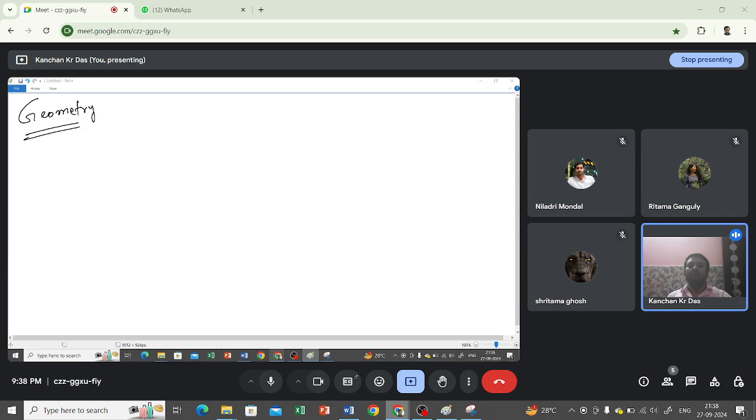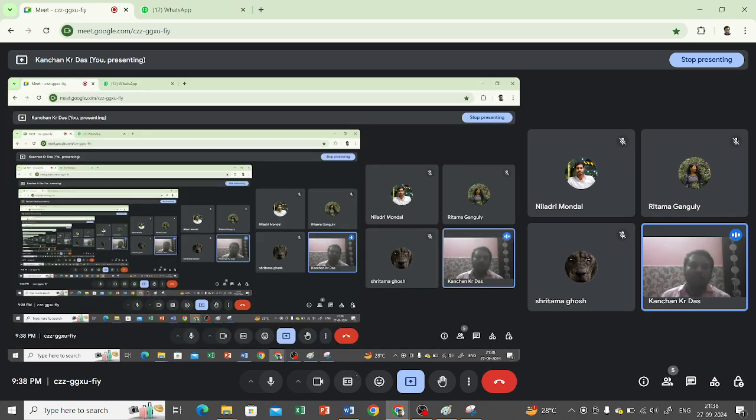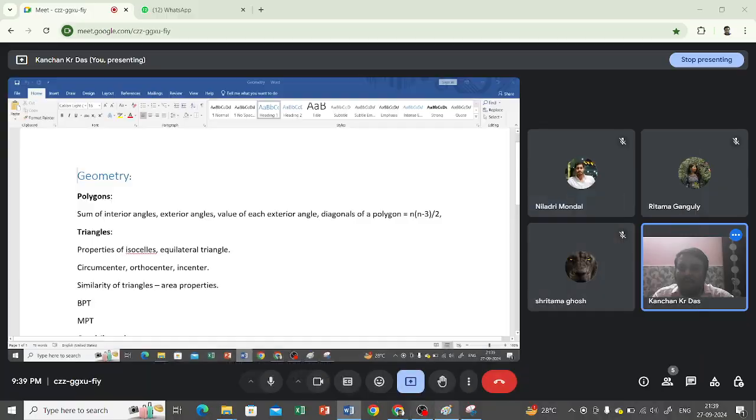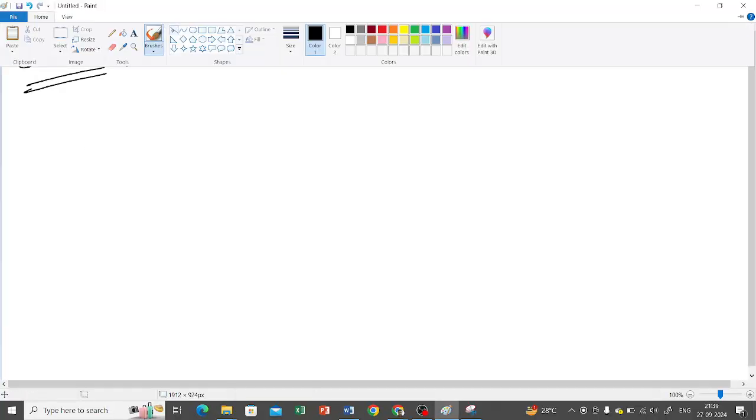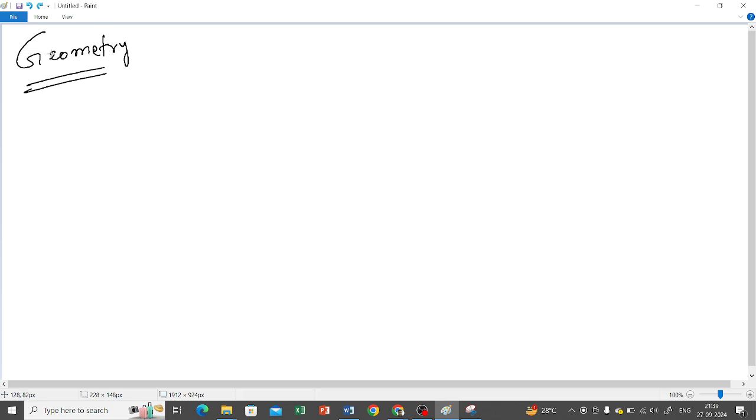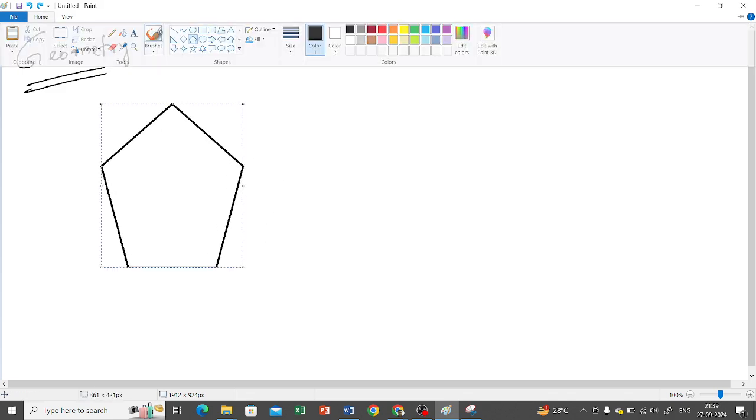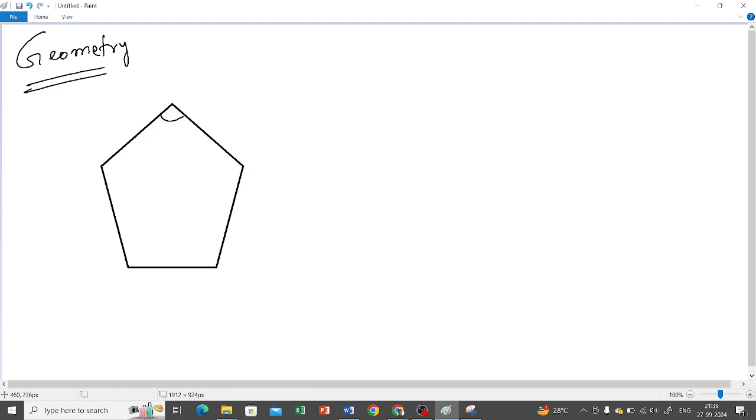So what is a polygon? A polygon is a closed geometrical figure which is enclosed by straight lines. Okay. So what do we have in polygons? Sum of interior angles. Say for example we have a polygon like this. Let me directly take a shape. Say for example this is a regular one, but this is a polygon. Okay. So the sum of all these interior angles is going to be what? 2n minus 4 into 90 degree.